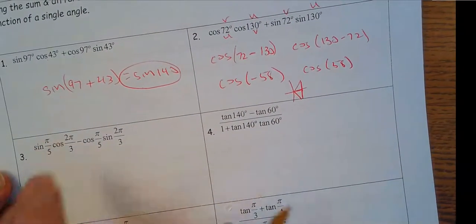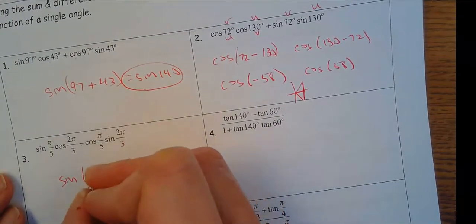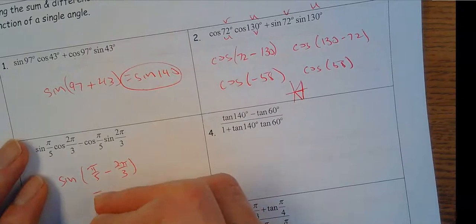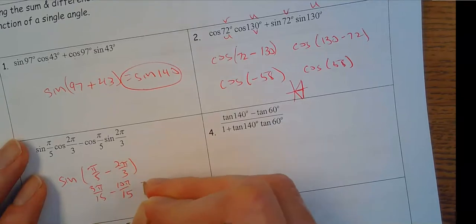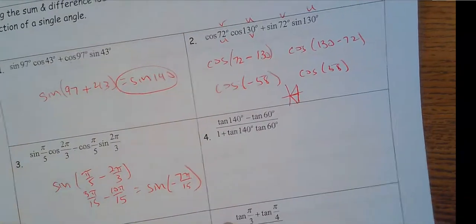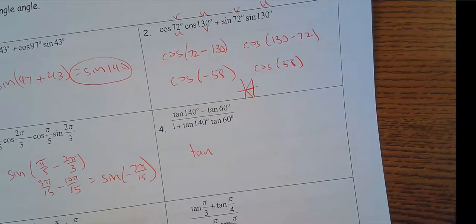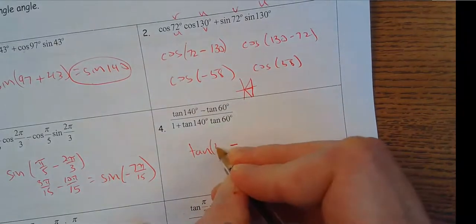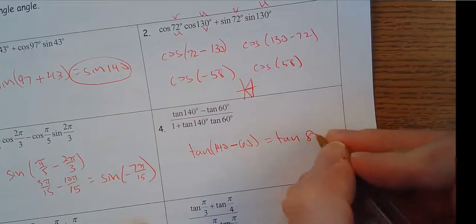This guy, they're doing sine, cosine, so that's sine. If it's minus, it's minus. Their u and their v is pi over 5 and 2 pi over 3. So that'd be, let's see, 15ths. So this would be sine of negative 7 pi over 15. This one here, only one formula looks like this. That's the tangent formula. The first one matches, the bottom one's the opposite, so it must have been a minus. Your u and your v are 140 and 60. So tangent 80 is what they're trying to find.